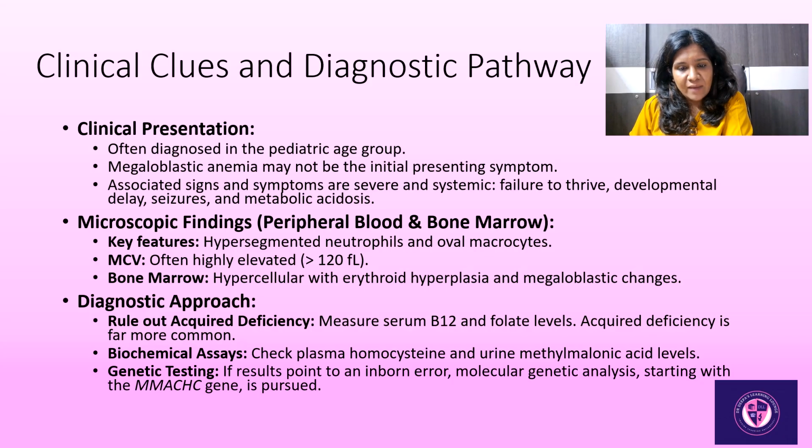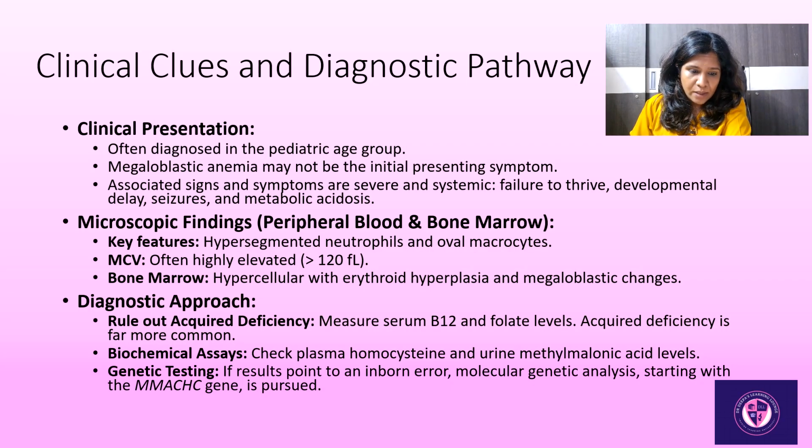Microscopically, however, the features are very characteristic of megaloblastic anemia regardless of the cause. On a peripheral blood smear we see hypersegmented neutrophils, large oval-shaped RBCs which are called oval macrocytes, and the mean corpuscular volume, as all of us know, is way above 120 femtoliters. The bone marrow again is a telltale sign, where you will see high cellularity with an increased number of RBC precursors, a phenomenon called what? Erythroid hyperplasia. So this is again characteristic of megaloblastic anemia.